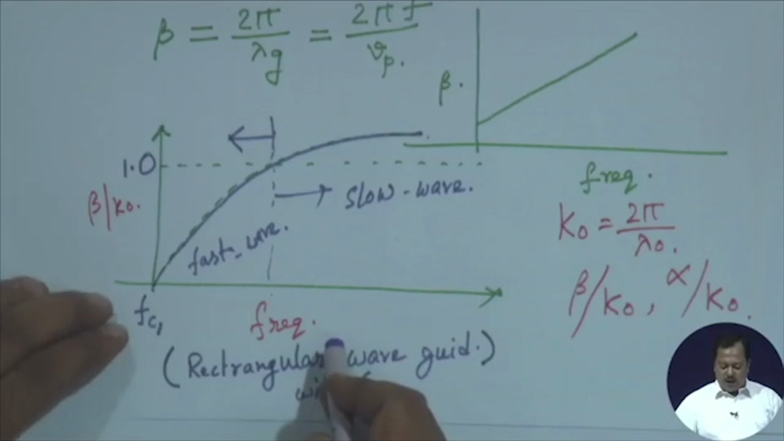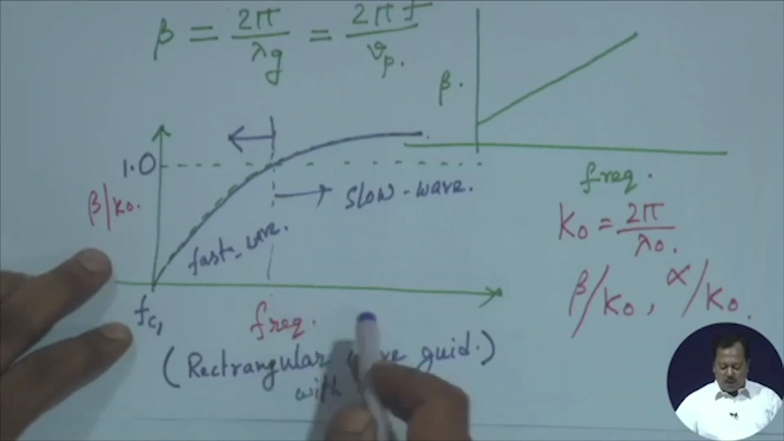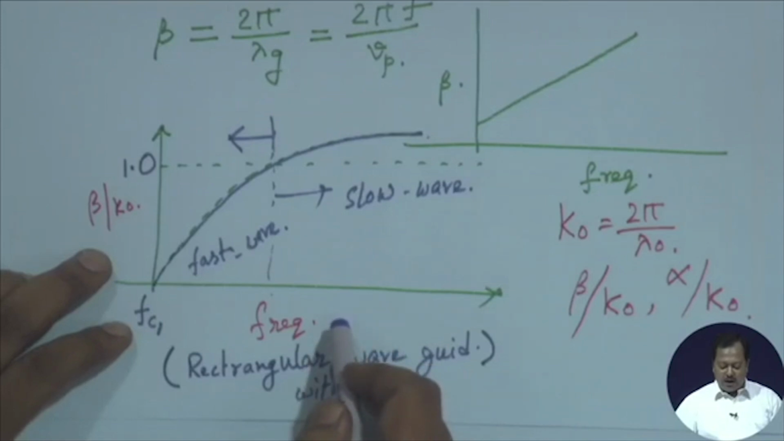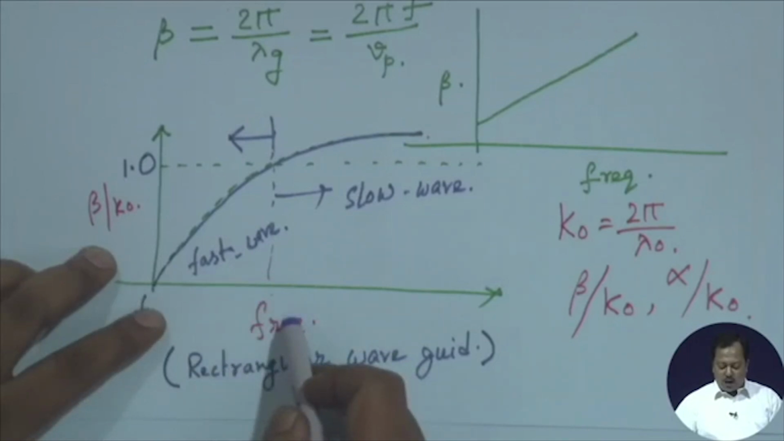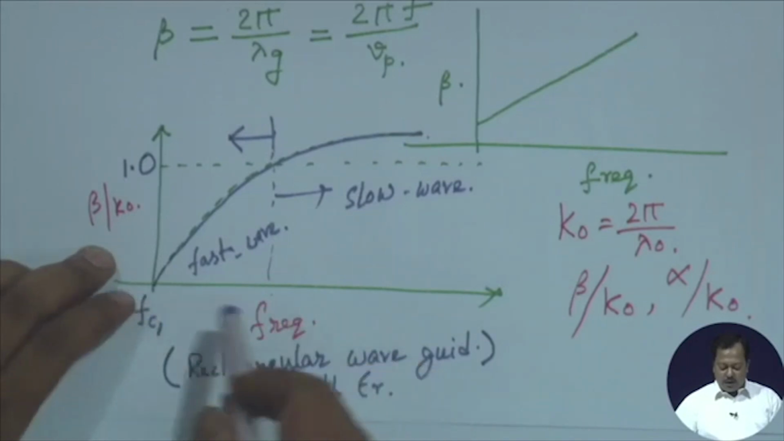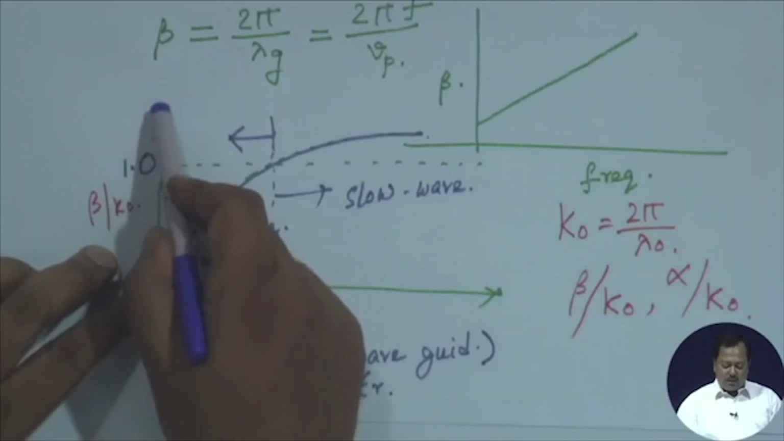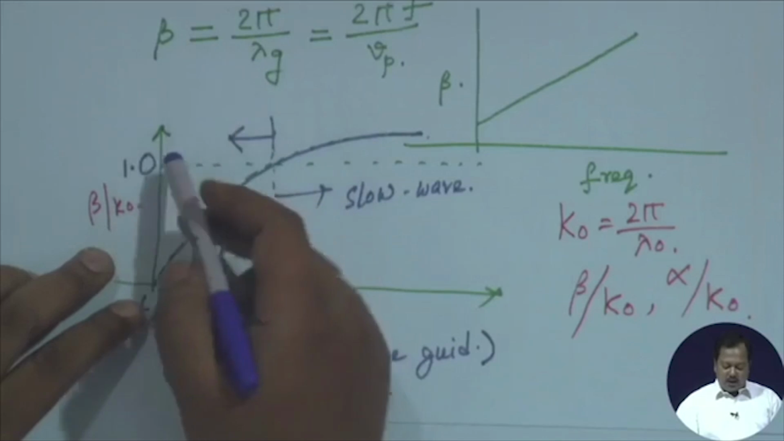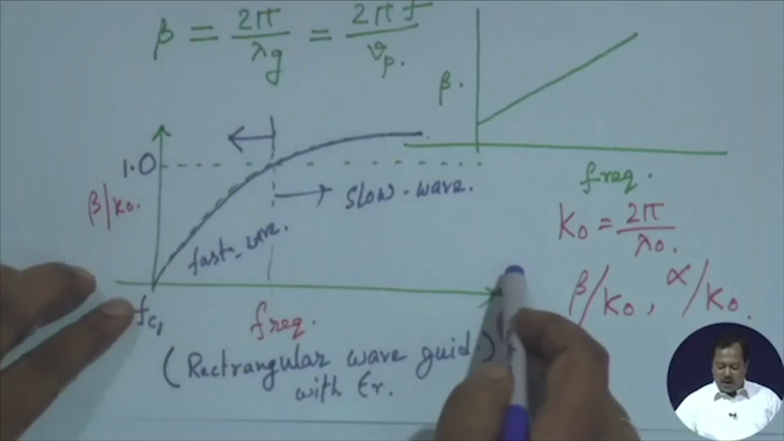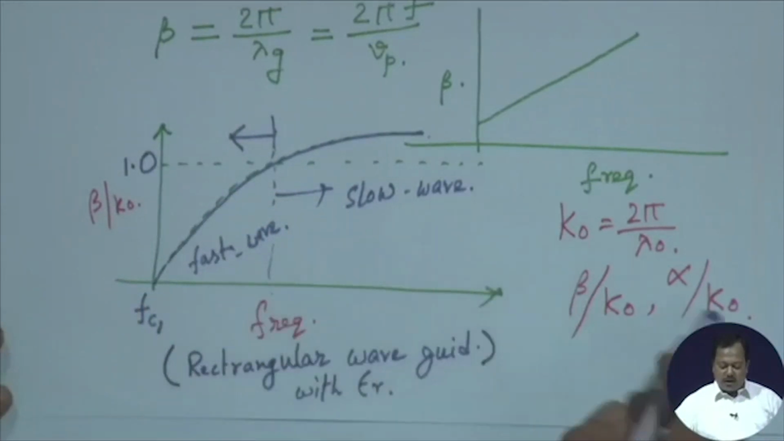Similarly, we may have another plot of alpha by k naught versus frequency, from which we will have an idea of how lossy the line is. For a rectangular waveguide, if I plot alpha by k naught versus frequency, it will be highest at cutoff frequency, where it is actually infinity, and if I increase frequency, alpha by k naught decreases with frequency.